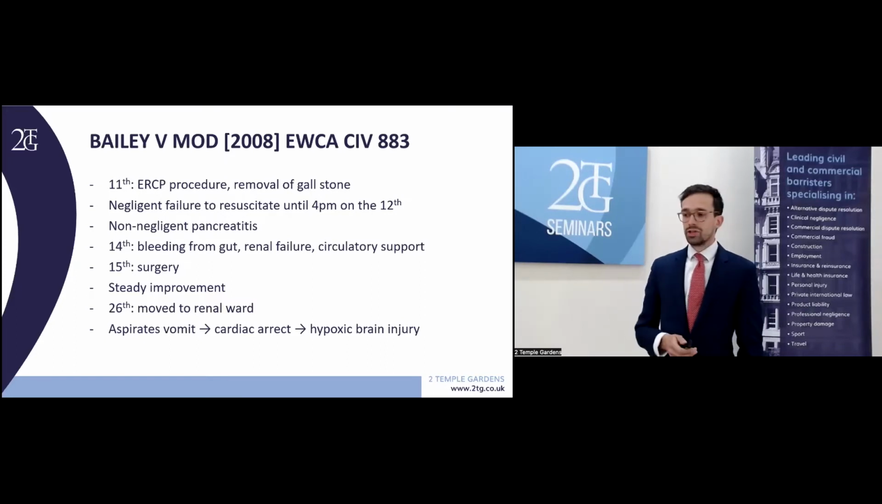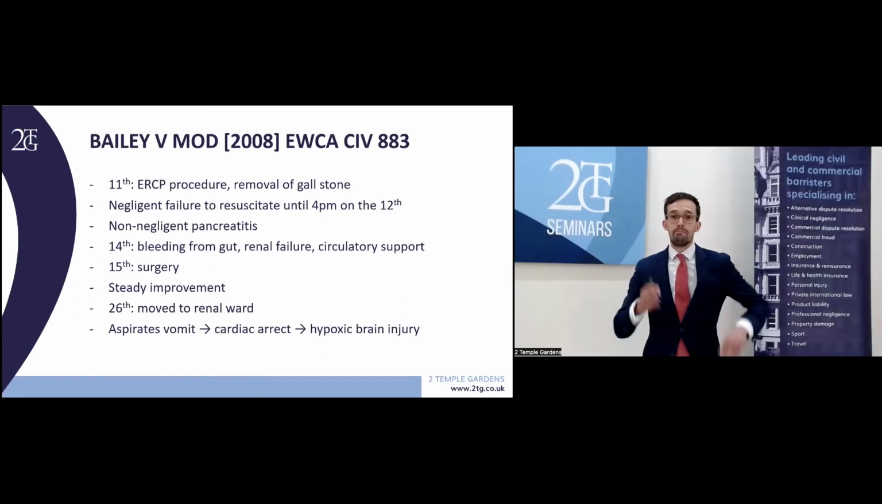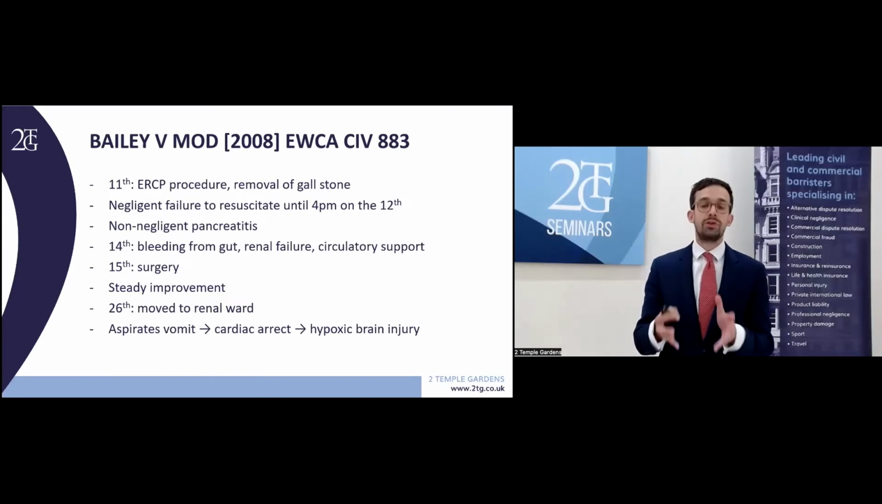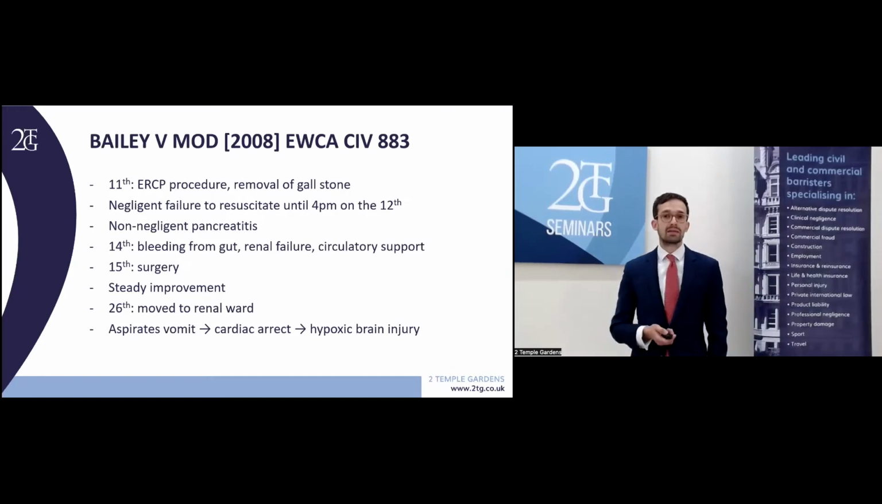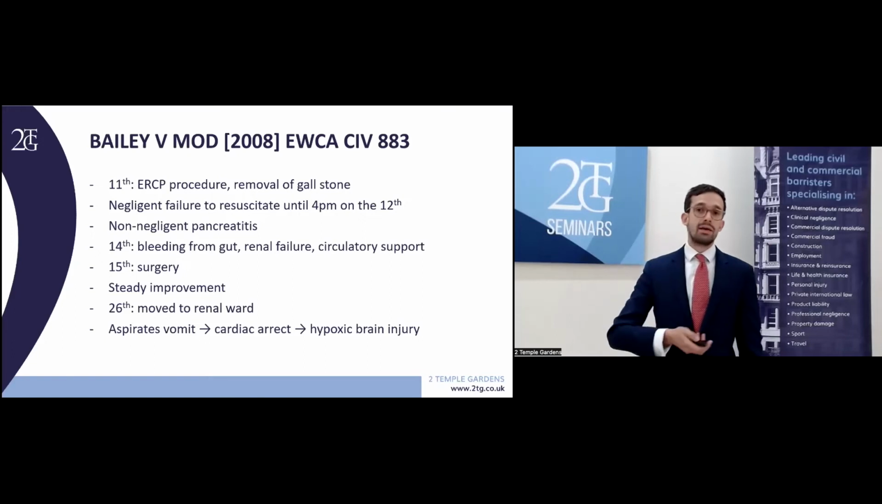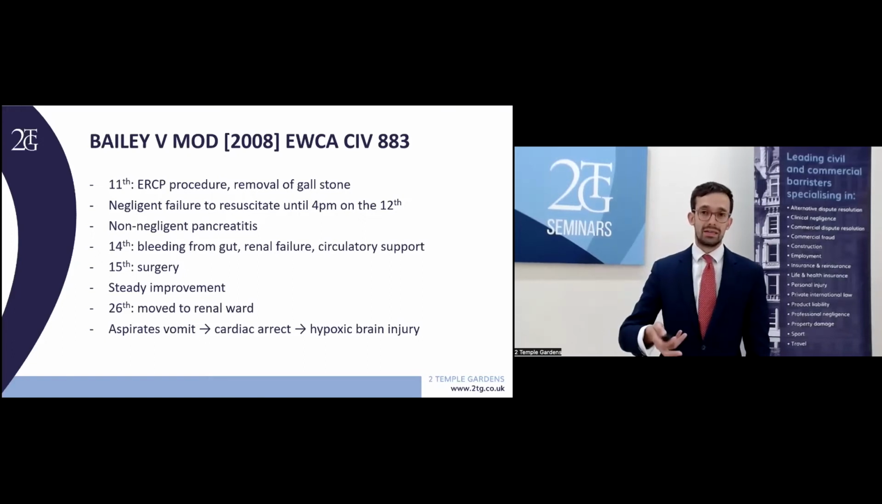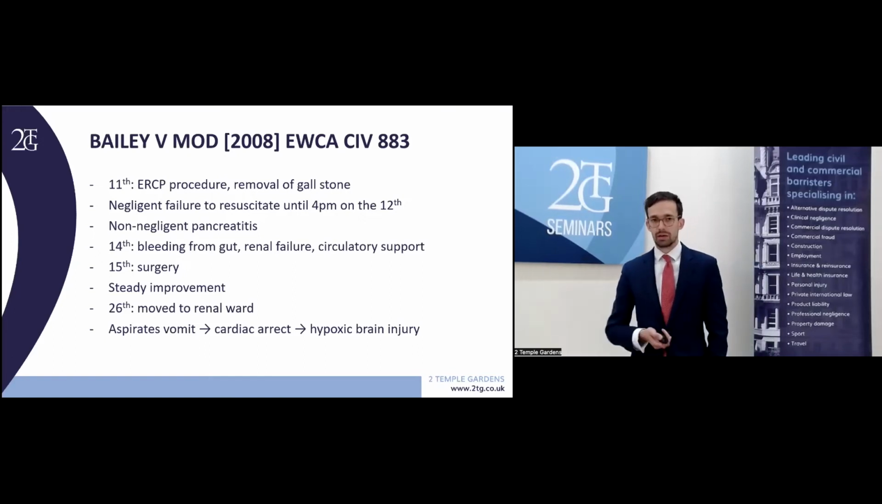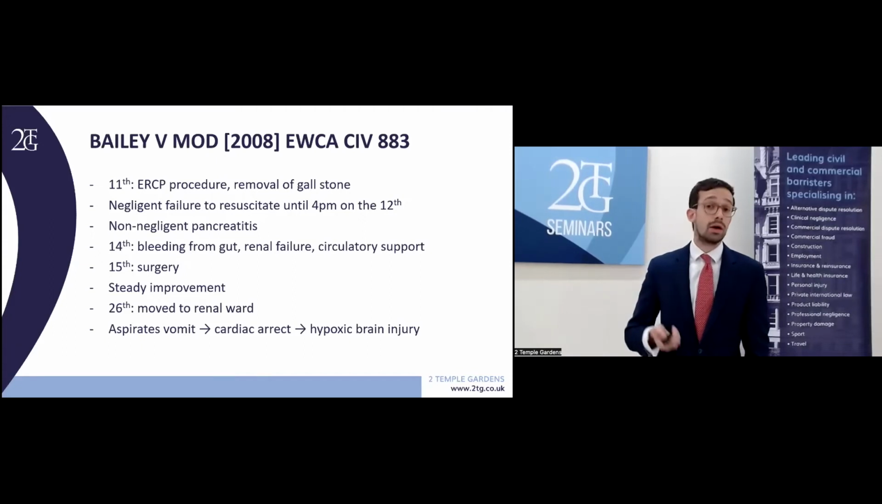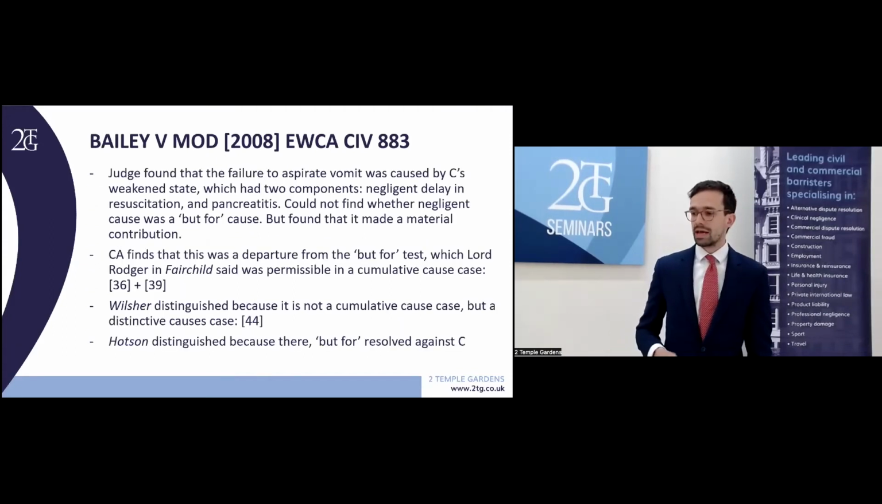At trial, the judge was unable to say whether, but for the negligent delay a few days earlier in resuscitating her, she would have avoided her injury. But what the judge did find was that the negligent delay contributed to the overall weakness, which led to the aspiration of the vomit, which led to the cardiac arrest, which led to the hypoxic brain injury. And so the issue was, can the claimant recover when that's what the claimant was able to prove?